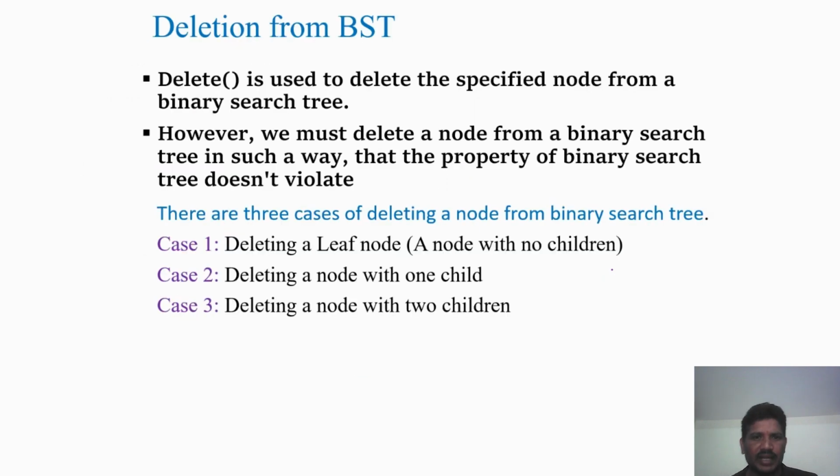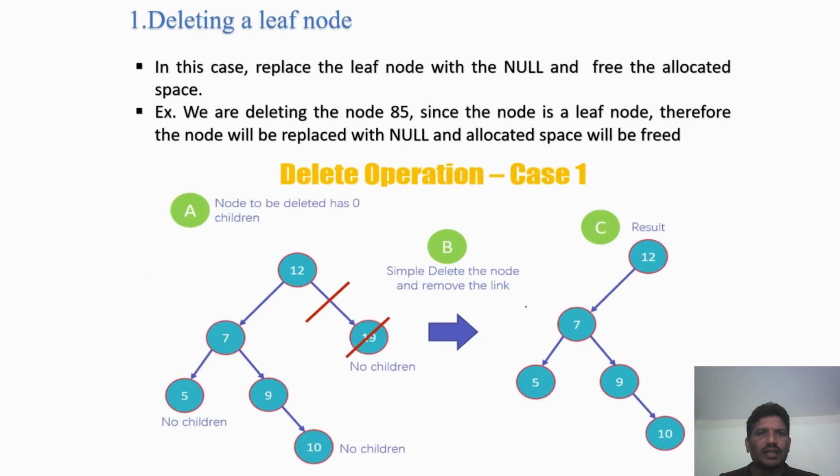Then how do you delete an element from the binary search tree? You have to remember, whenever you want to delete from the binary search tree, you can check three cases. The deleted node is a leaf node, the deleted node has one child, or the deleted node has two children. Got my point?